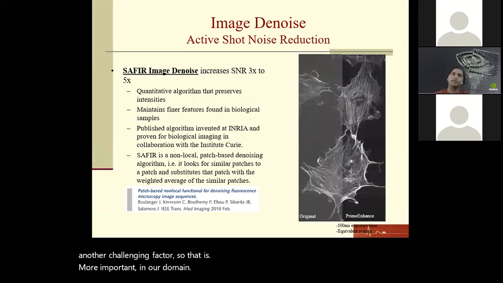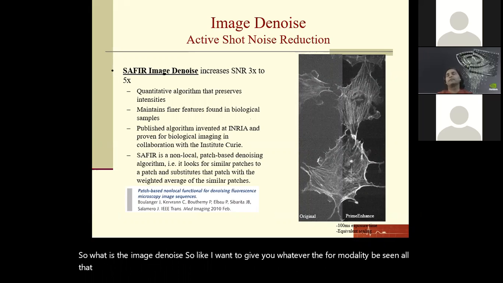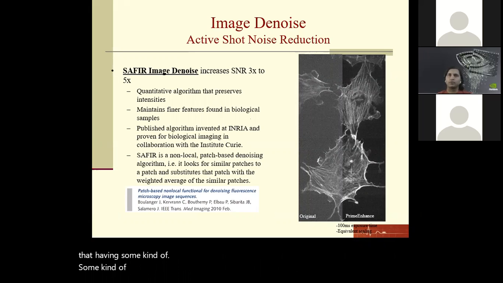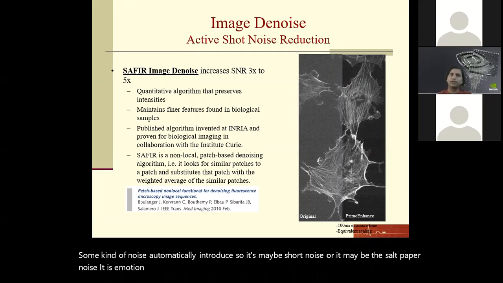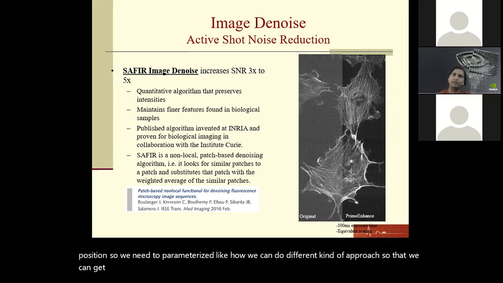So what is image denoising? I want to tell you that in all the four modalities we have seen, some kind of noise is automatically introduced. It may be shot noise, or salt-and-pepper noise, or motion noise, or the patient whose images we are capturing is not in the proper position. So we need to parameterize how we can use different approaches so that we can get a clear vision image. That way we can understand.